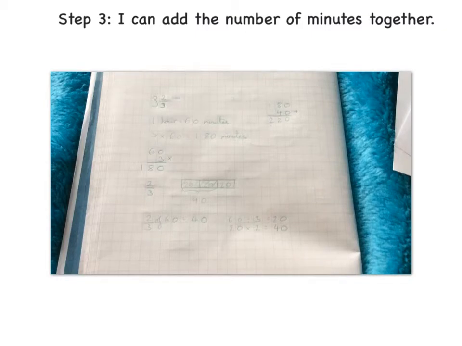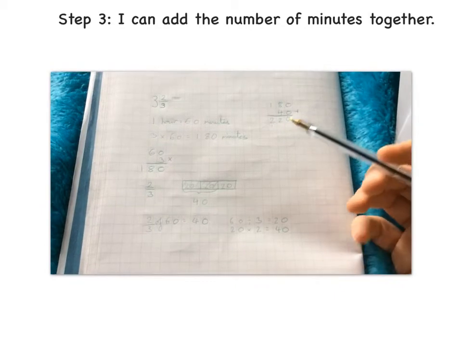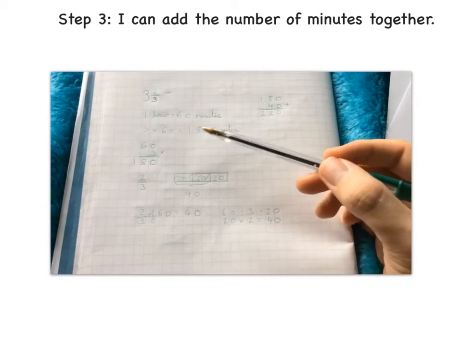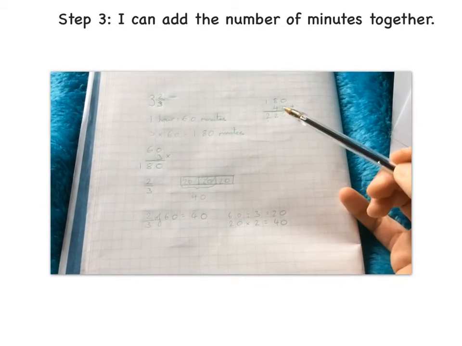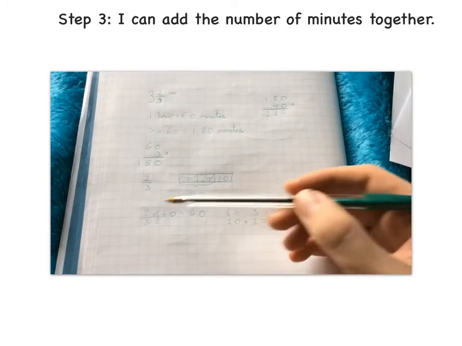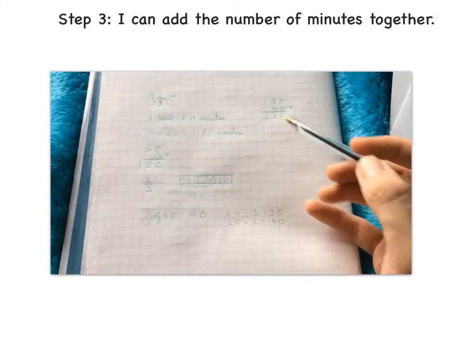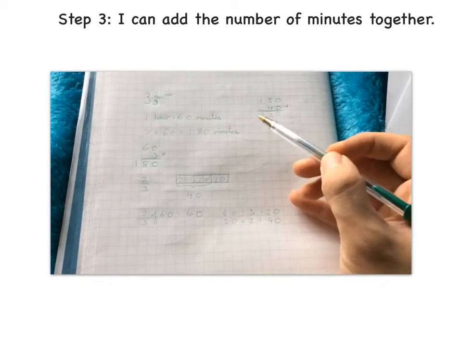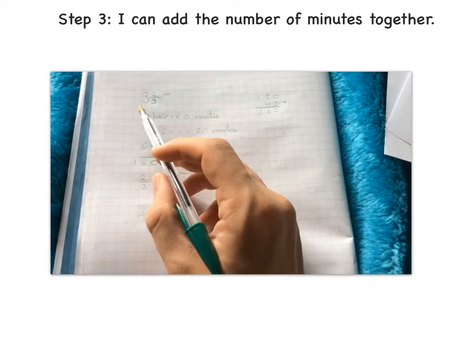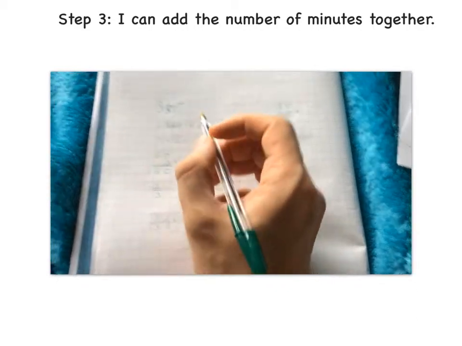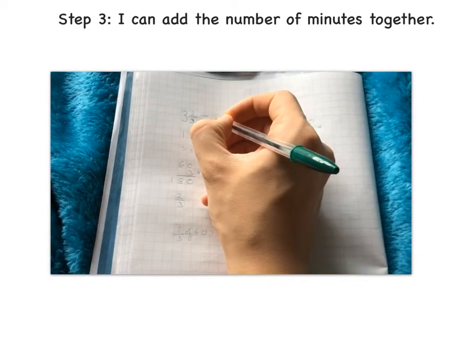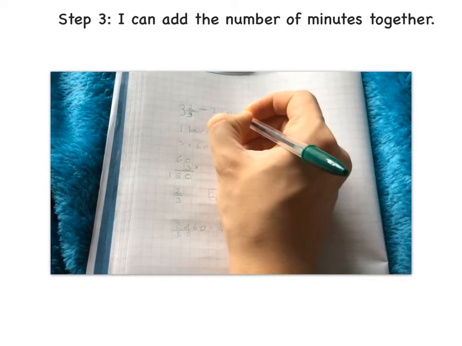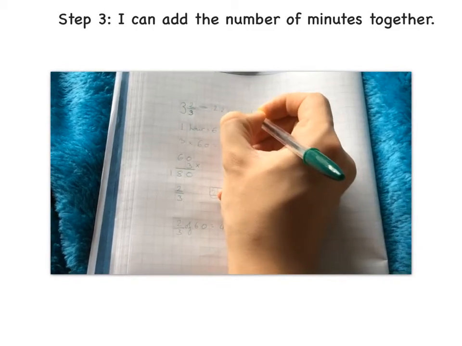Step 3. I can add the number of minutes together. So as you can see, I've taken 180 minutes from the 3 hours and I've added on the 40 minutes from the 2/3 of an hour. And I've used column addition here, and you can see that altogether 3 hours and 2/3 is the same as 220 minutes.